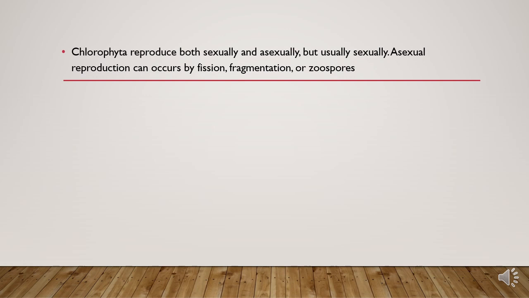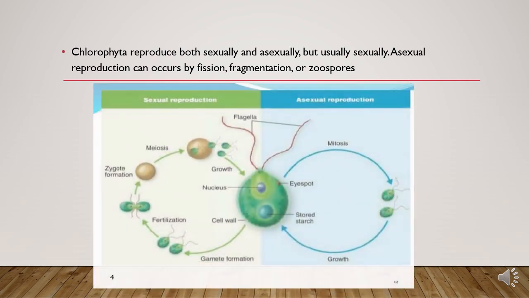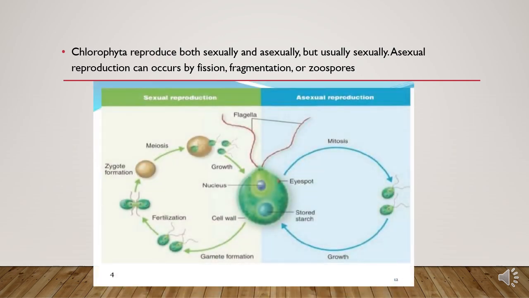The chlorophyta reproduce sexually and asexually depending on the mode, but it is usually sexual reproduction. Asexual reproduction can occur in the form of binary fission, fragmentation, or production of zoospores, which I'm going to explain later on. So this is an example of sexual reproduction. Under sexual reproduction, this is what we're going to see.